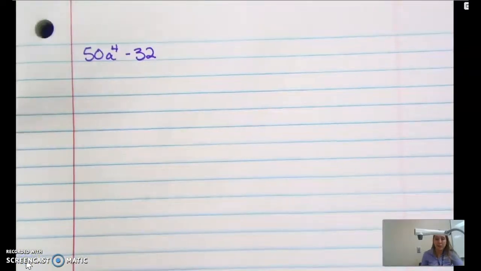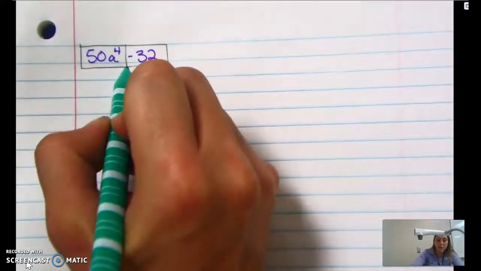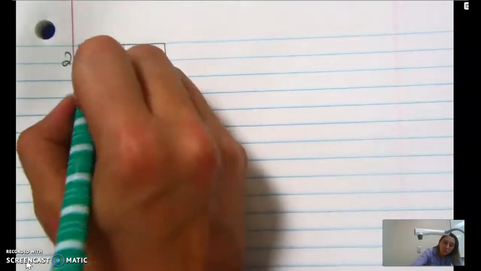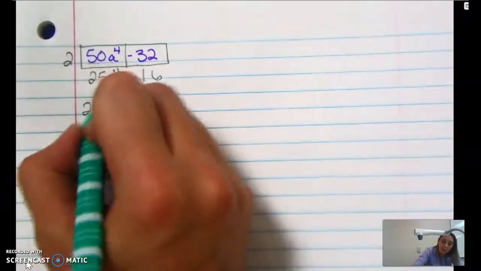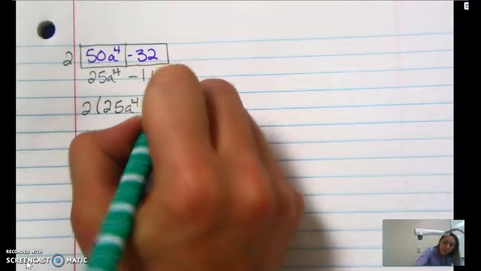Okay, so we are going to do this one. We are going to do a greatest common factor because that's what we always start with. I can see that both 50 and 32 are even, so I can divide by at least 2. And they both don't have an a, so 2 is the greatest common factor between those. So 2 times 25a to the 4th, and then 2 times negative 16. So then my answer is going to be 2 times 25a to the 4th minus 16.